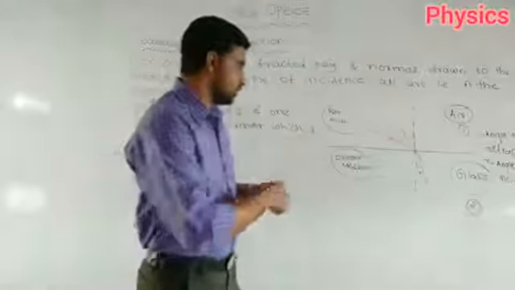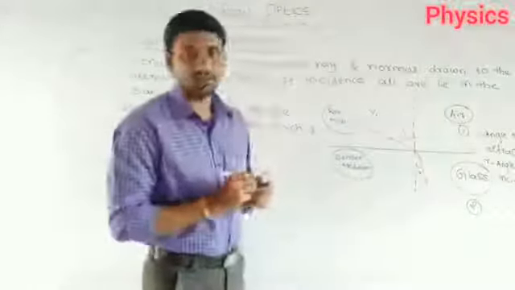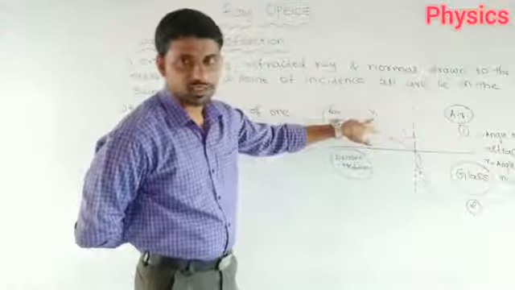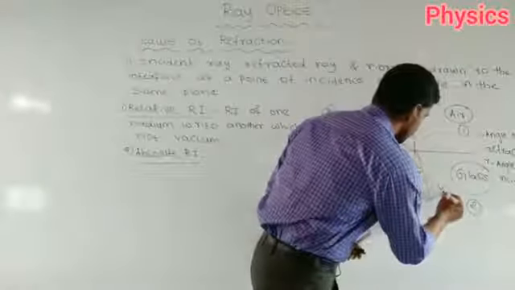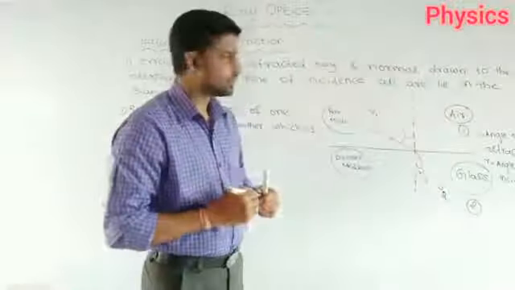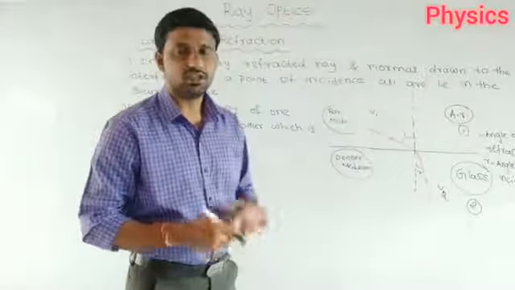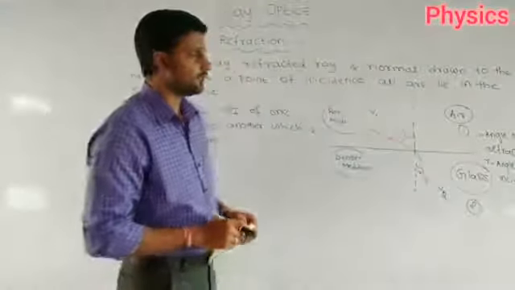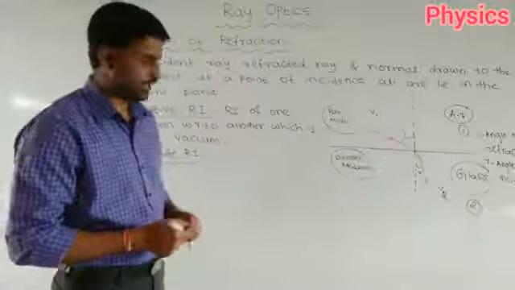That means you will get the speed of light as V1 in the air medium. In the glass medium, you will get the speed of light as V2. That means in the air medium and glass medium, the speed of light is different. Then, using this speed of light, we can find the refractive index. How to take the value, or how to take the ratio.